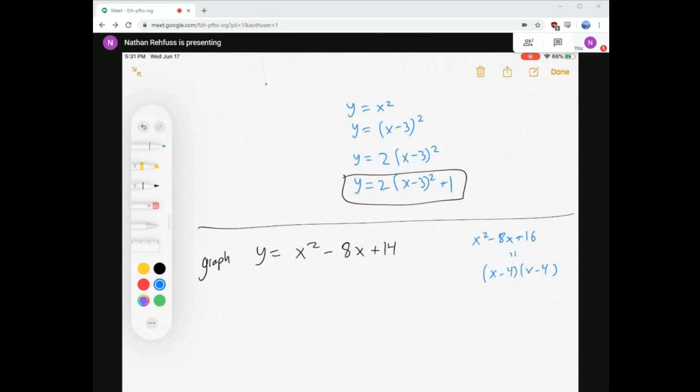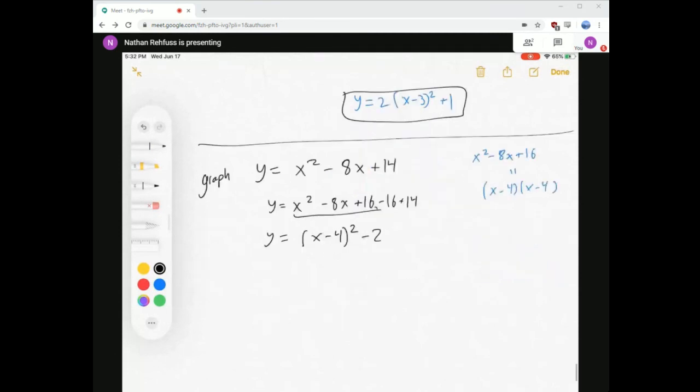So I'm going to rewrite this as y equals x squared minus 8x plus 16 minus 16 plus 14. So these first 3 terms are the x minus 4 squared that I want, and then the last thing is a minus 2. So now I know that this is a shift 4 to the right, and this is a shift 2 down, and those are the only transformations.